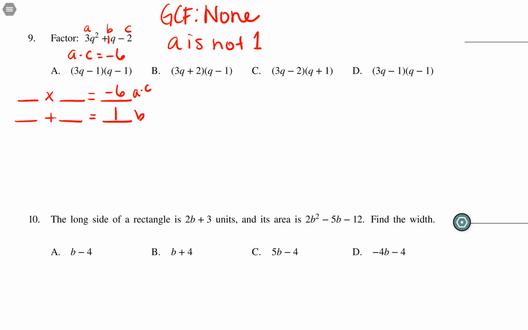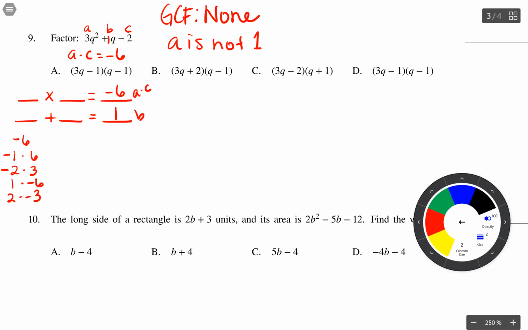So you have to think of what numbers multiply to give you 6. And if it helps you, make a list. 1 times 6, 2 times 3. That's it. But we know it has to be negative, so that means one of the numbers is negative. So then my other options would be 1 and negative 6 and 2 and negative 3. So then which one adds up to give us a positive 1?